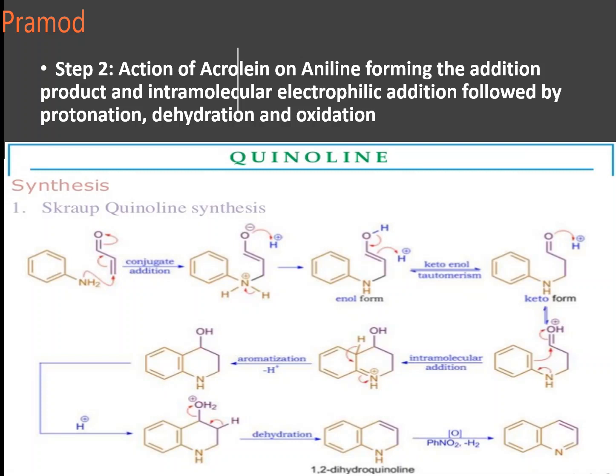The next step is loss of proton to undergo aromatization. This is followed by your dehydration. The acid attacks on your OH. It undergoes dehydration to give 1,2 dihydroquinoline. And the last step is oxidation in presence of nitrobenzene to give your quinoline. So these are the steps of the mechanism involved in your Skraup synthesis.